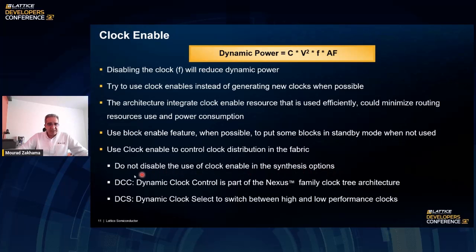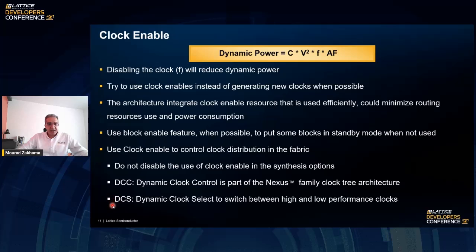We talked about DCC and DCS. These are 2 primitives that are part of most of the Lattice FPGA architectures. DCC is dynamic clock control. It is a primitive that allows you to shut down the clock on a certain portion of the design. So you could literally control the clock distribution across the device, and there are a lot of these in the device. Some devices have up to 64 of them.